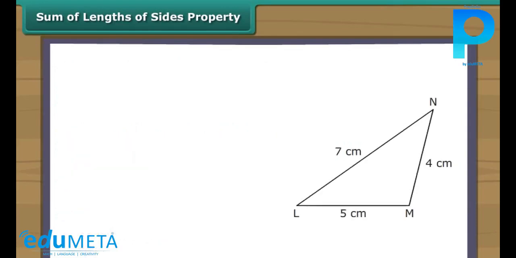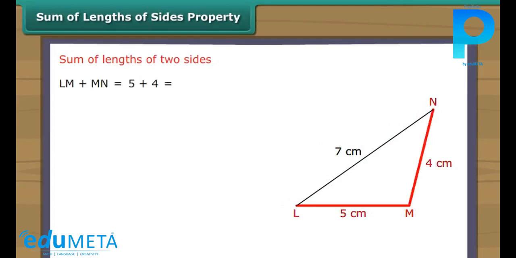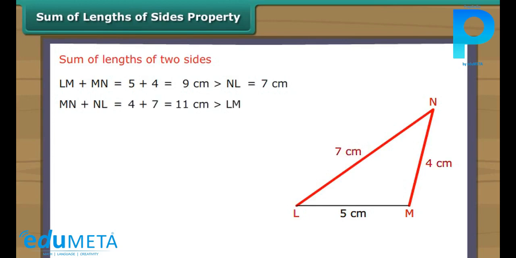In the triangle LMN, LM is 5 cm long, MN is 4 cm long, and NL is 7 cm long. Let us first look at the sum of the lengths of two sides. LM plus MN is equal to 5 plus 4, which equals 9 cm, which is greater than NL, which equals 7 cm.